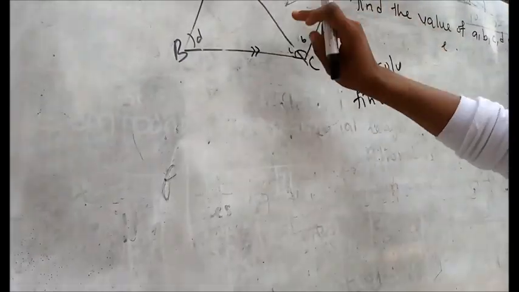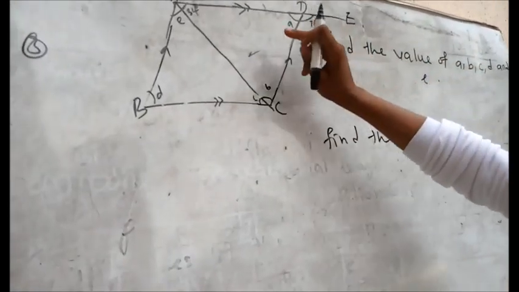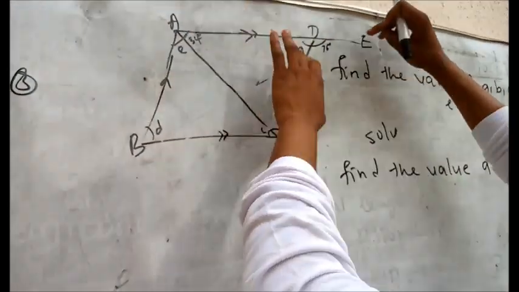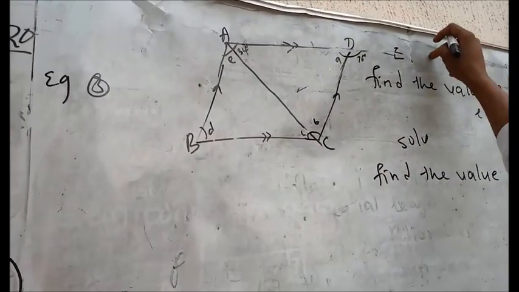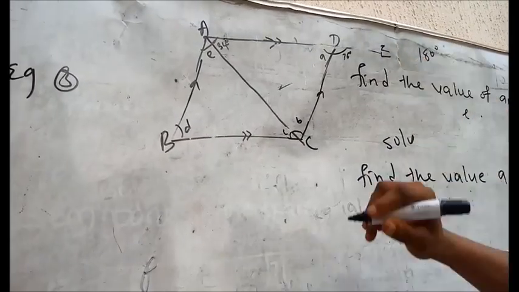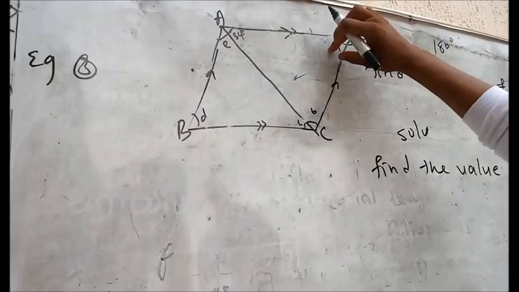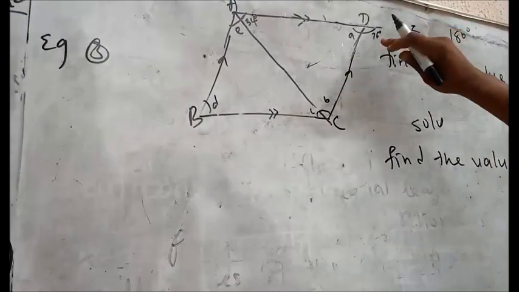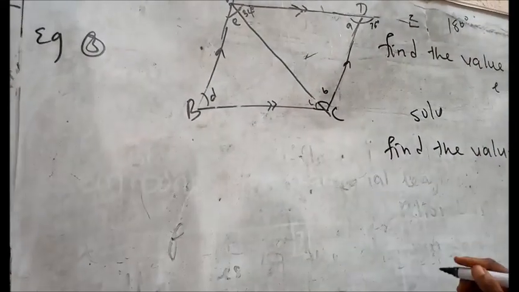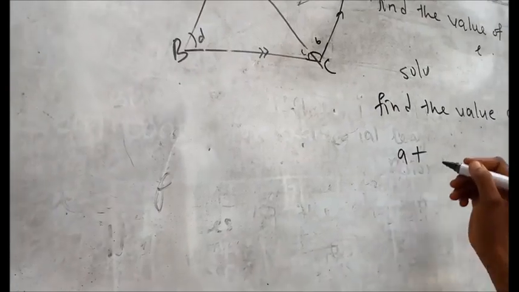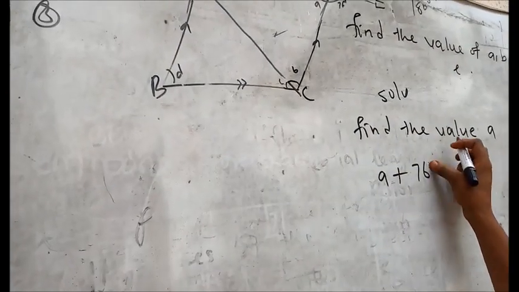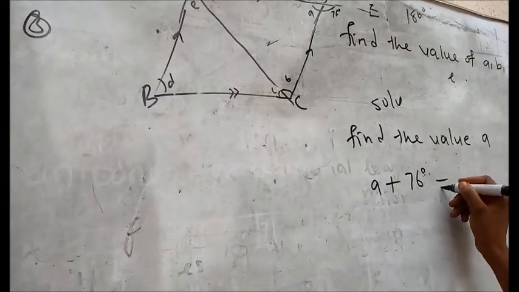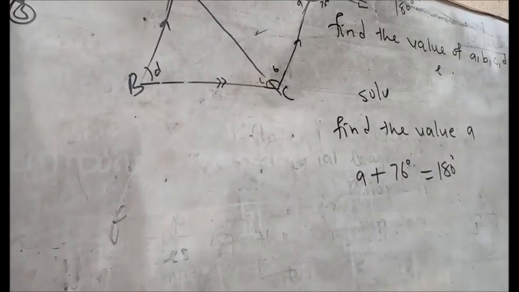Finding the value of A, which is the angle here. For us to find the value of A, when you look at this straight line, this is what we call angle on a straight line. And the angle on a straight line is equal to 180 degrees. Now, when you look at this A, you will see that it's on this straight line. So A plus the angle here, which is also 76 degrees because it's on the straight line, equals 180 degrees.